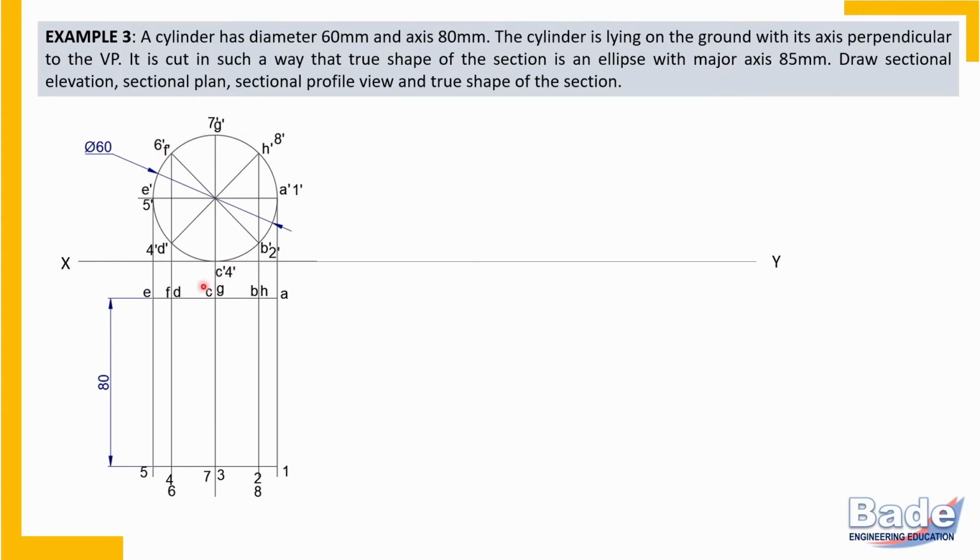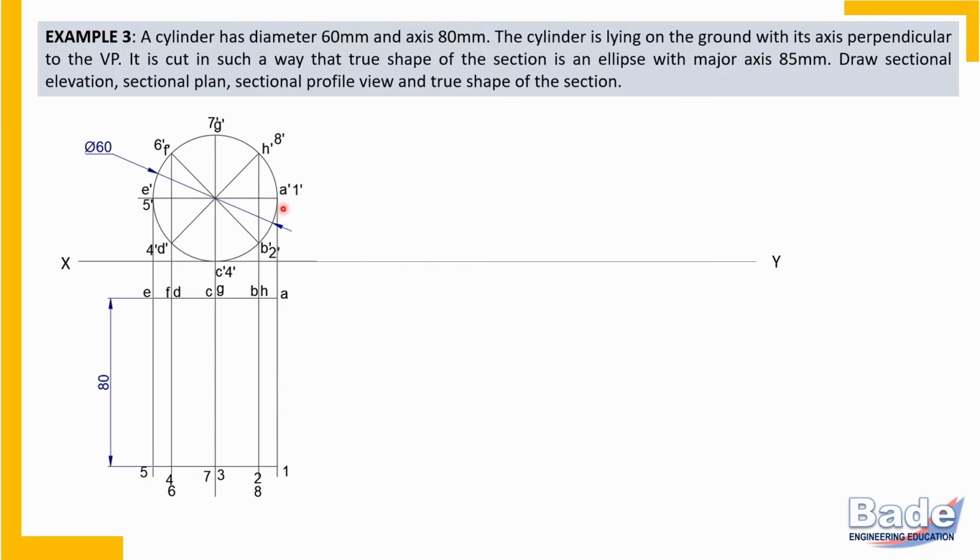Then as usual, divide circle in 8 parts. Here it is front view. So I have labeled those points with letters as well as numbers. And we have used a dash for all those letters and numbers because it is front view. So in the top view, at any convenient distance from XY line, draw top view of the cylinder.